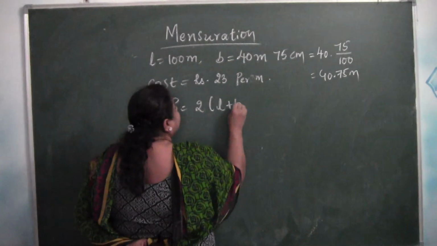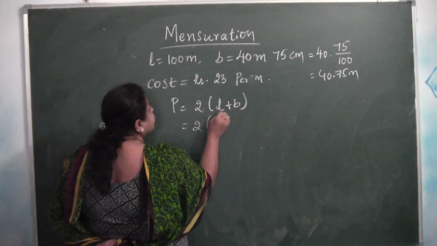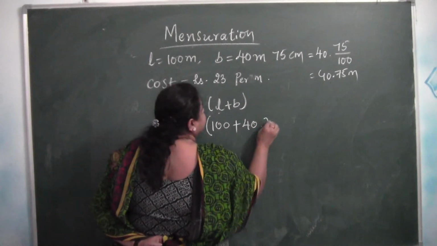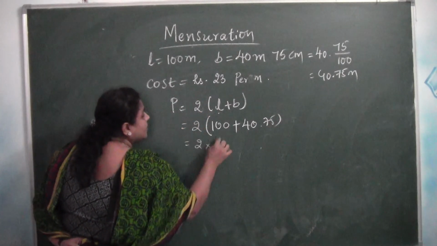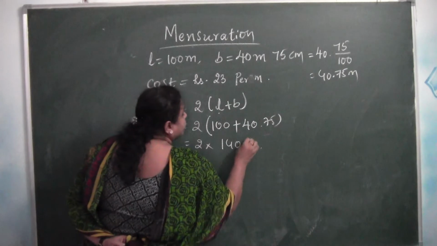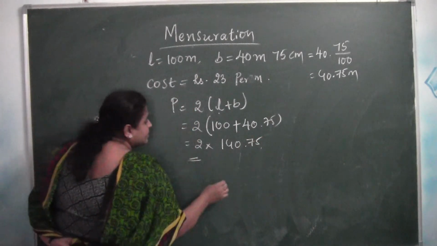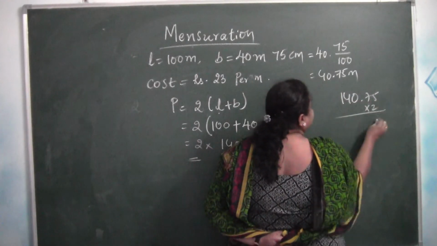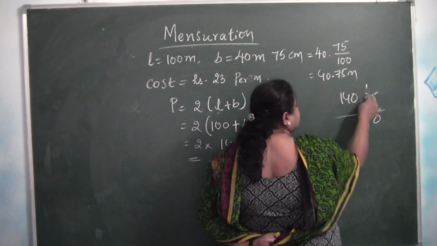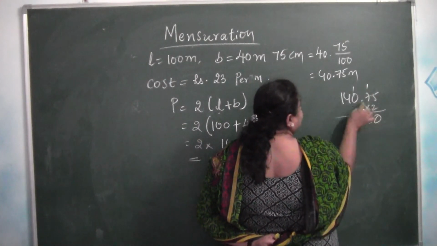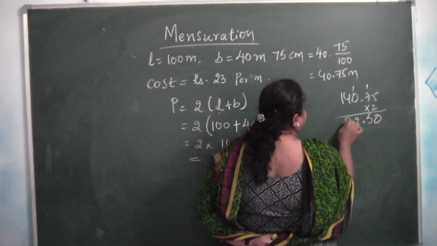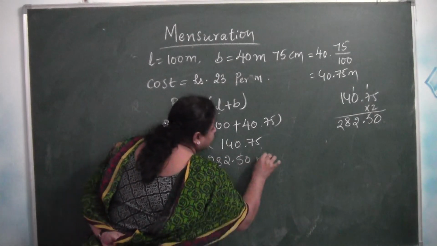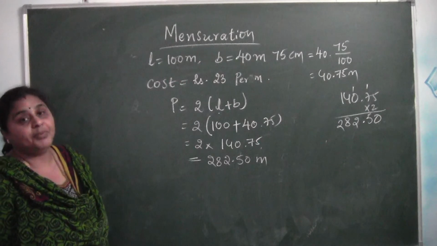Now what is the perimeter of a rectangle formula? 2 into L plus B. Now let us substitute. What is the length? 100 plus what is the breadth? 40.75. Now 2 into 100 plus 40.75 is 2 into 140.75. Now multiply these. Now we are going to multiply it with 2. 2 5s are 10, 2 7s are 14 plus 1, 15. Carry over. 2 zeros are 0 plus 1, 2 4s are 8, 2 1s are 2. So what is that? 282.50 meters. This is our perimeter.